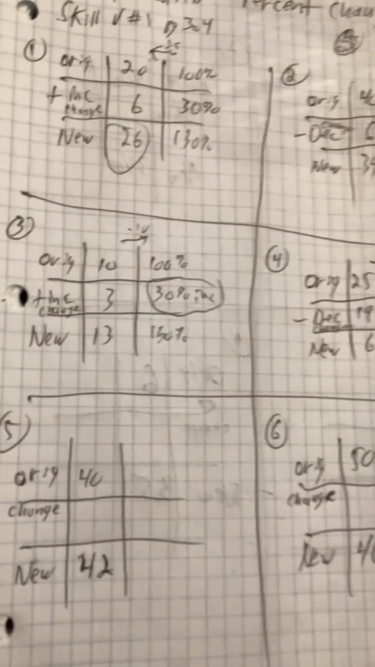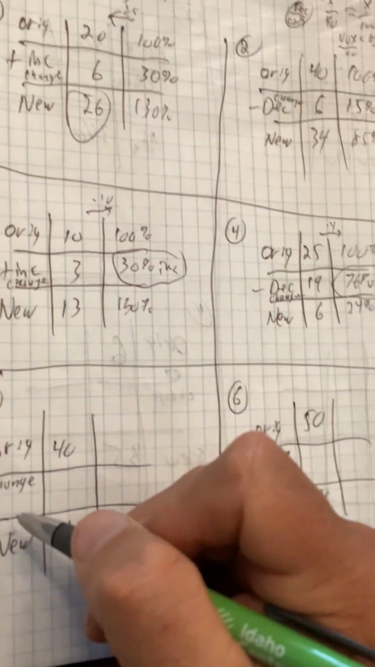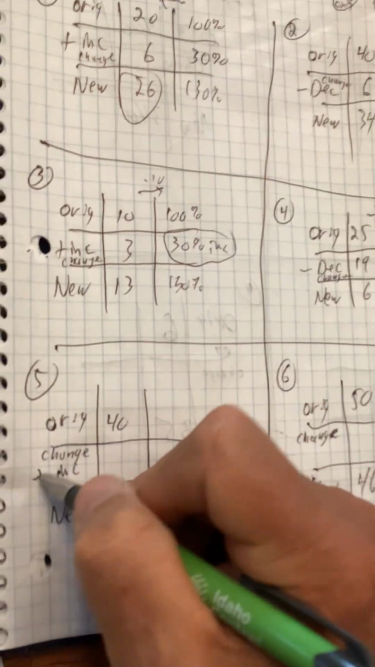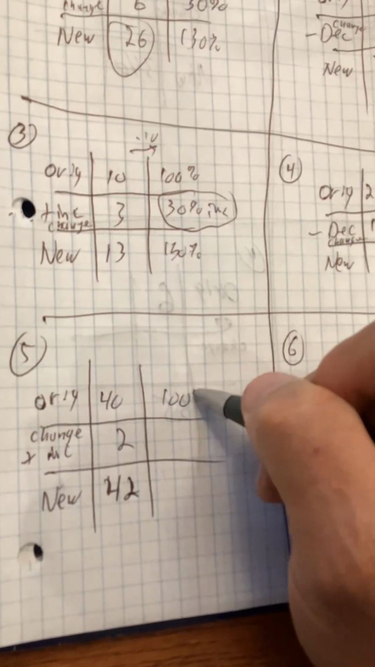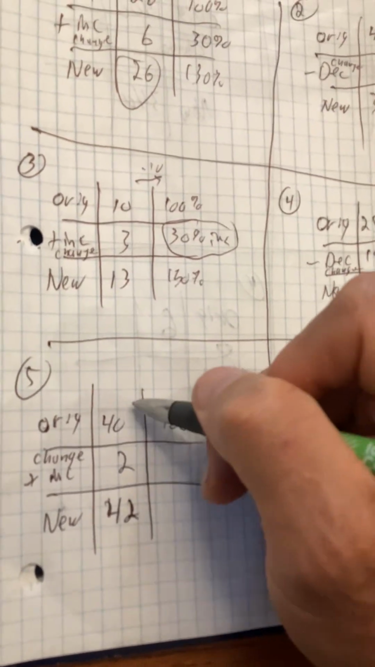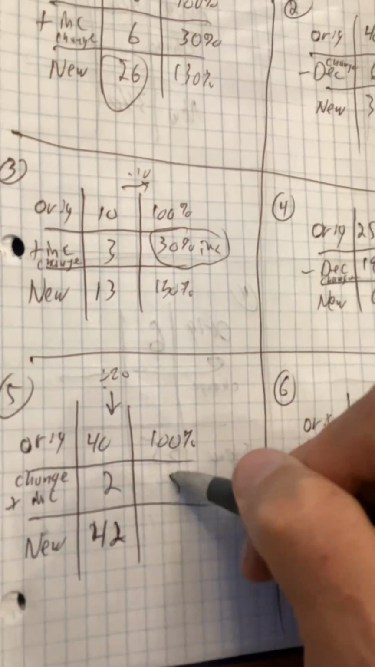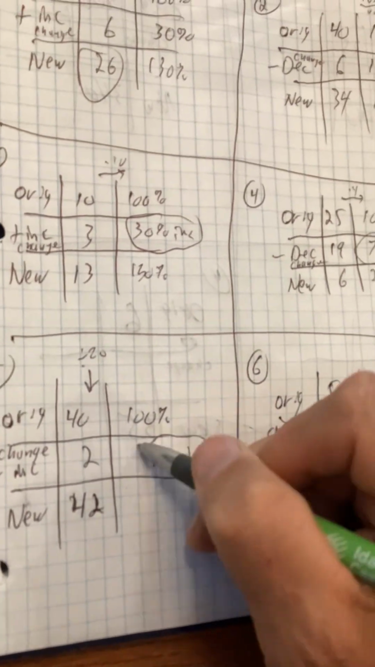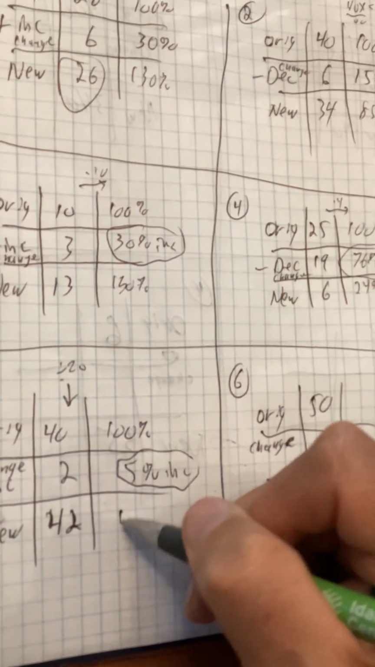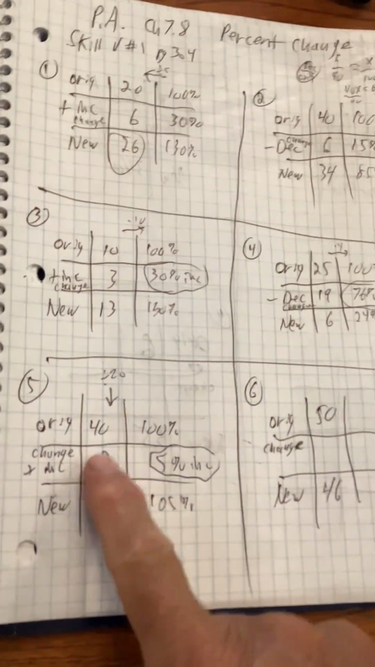Number 5, your original was 40 and your new is 42, so your change is an increase. So you're adding, it increased 2 to 100% here. Looks like I divided by 20 to get there, so I'm going to divide by 20, that would be 5. That's a 5% increase. And this would be 105% of the original. If you multiply that by 0.105, you'd get this.